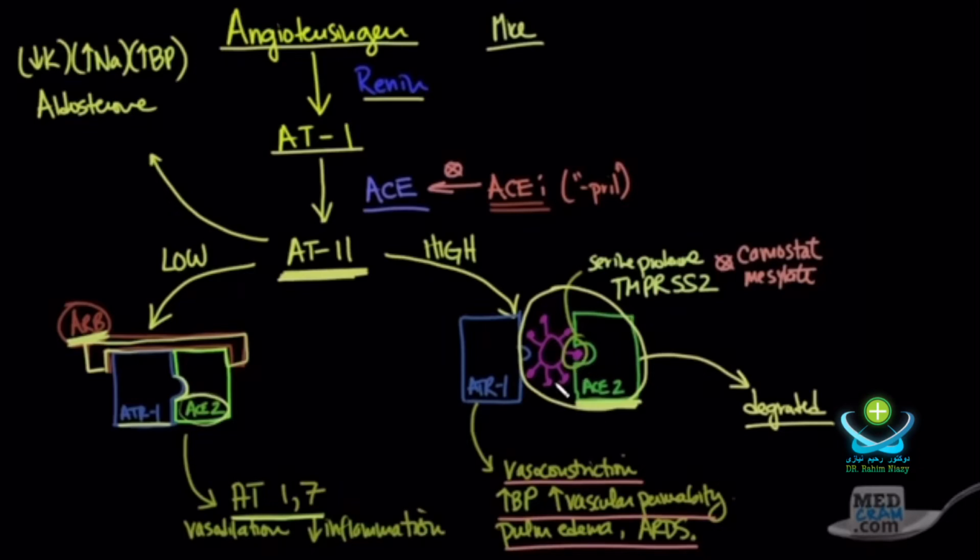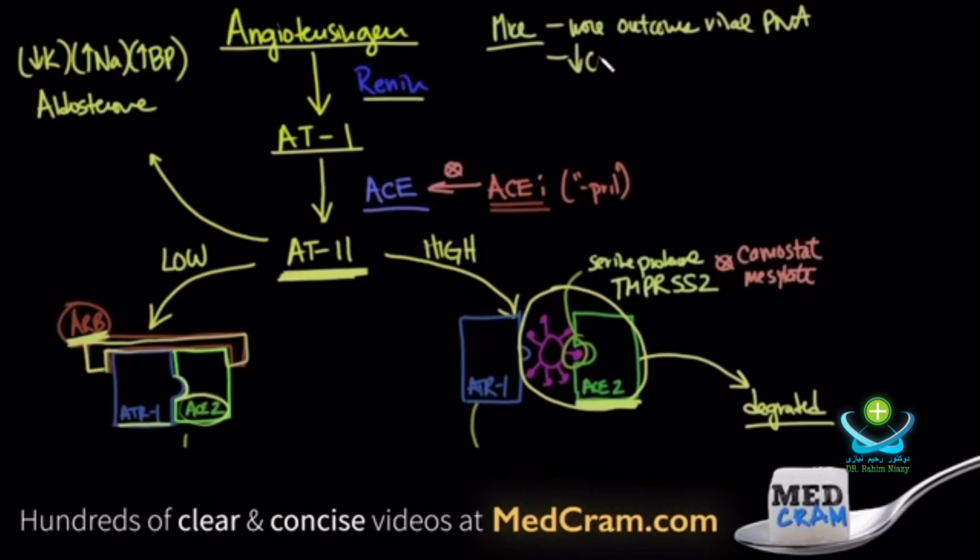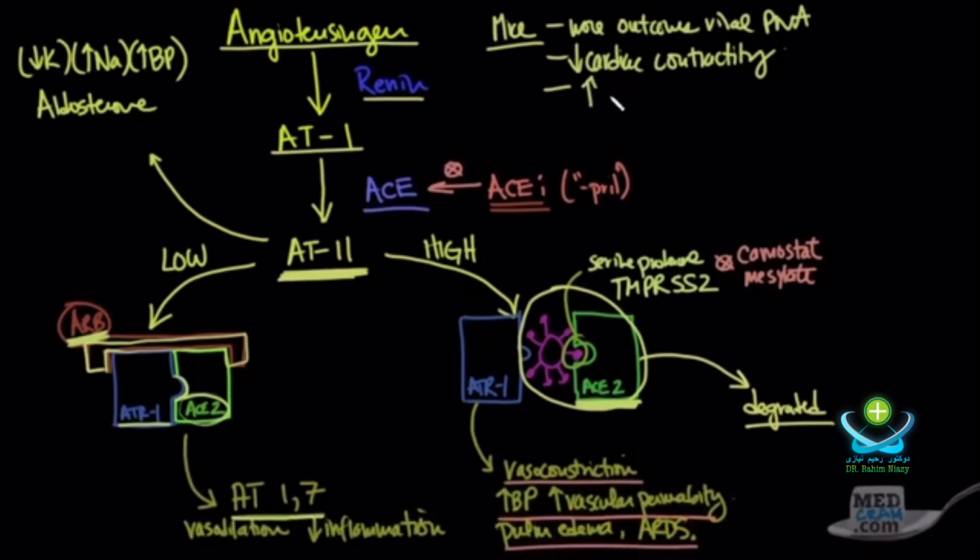But at the same time, what they see in these knockout mice is that they have worse outcomes in viral pneumonia, they have decreased cardiac contractility, and they have increased levels of angiotensin II, which makes sense because it's ACE2 which breaks down angiotensin II when there is a low amount of it. So these are in what we call ACE2 knockout mice. And these are exactly the things that we're seeing in patients who are infected with the coronavirus.